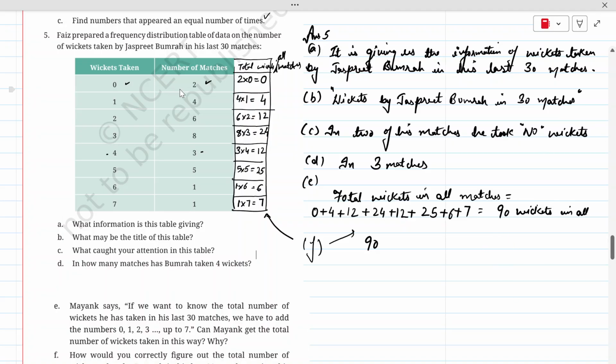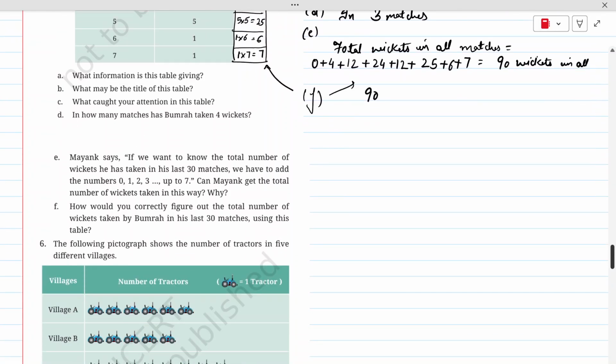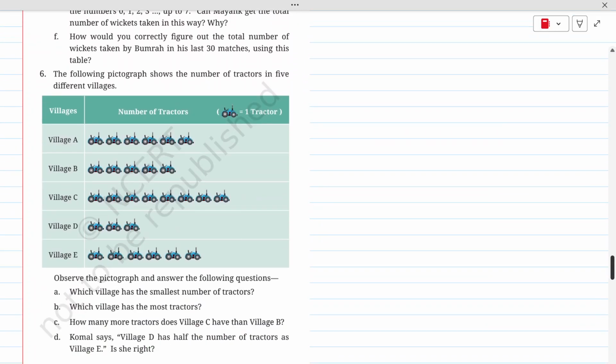This information is given to us for per matches. So we have calculated it for all the matches. For every row we have calculated, and to find out the total we have added this part, and we have got 90 wickets in all. Okay, now let's do the next question.